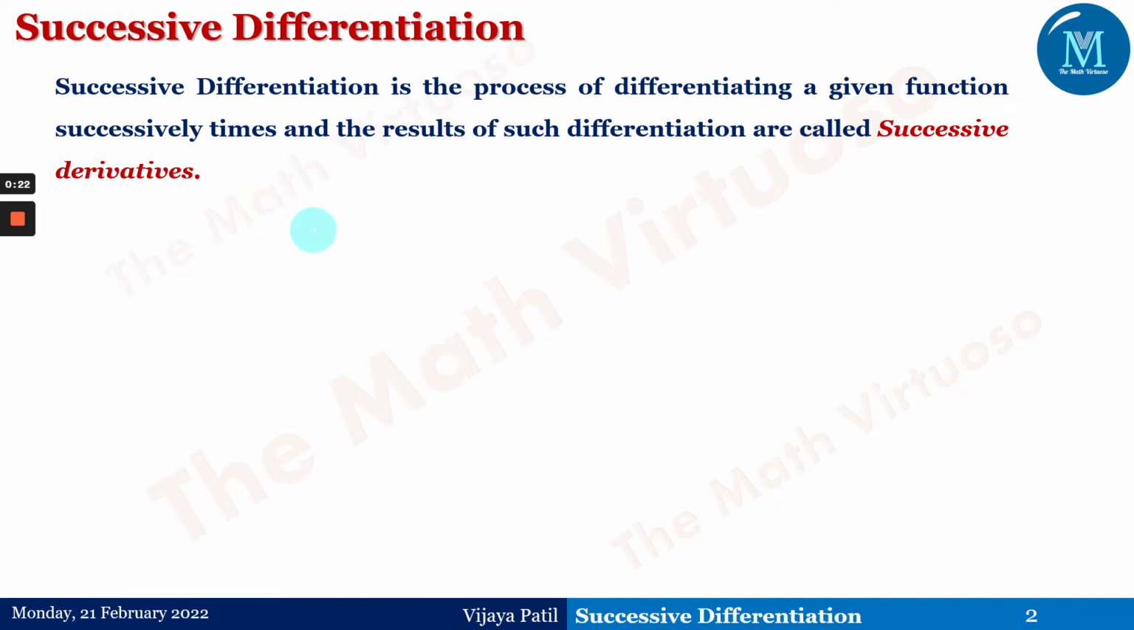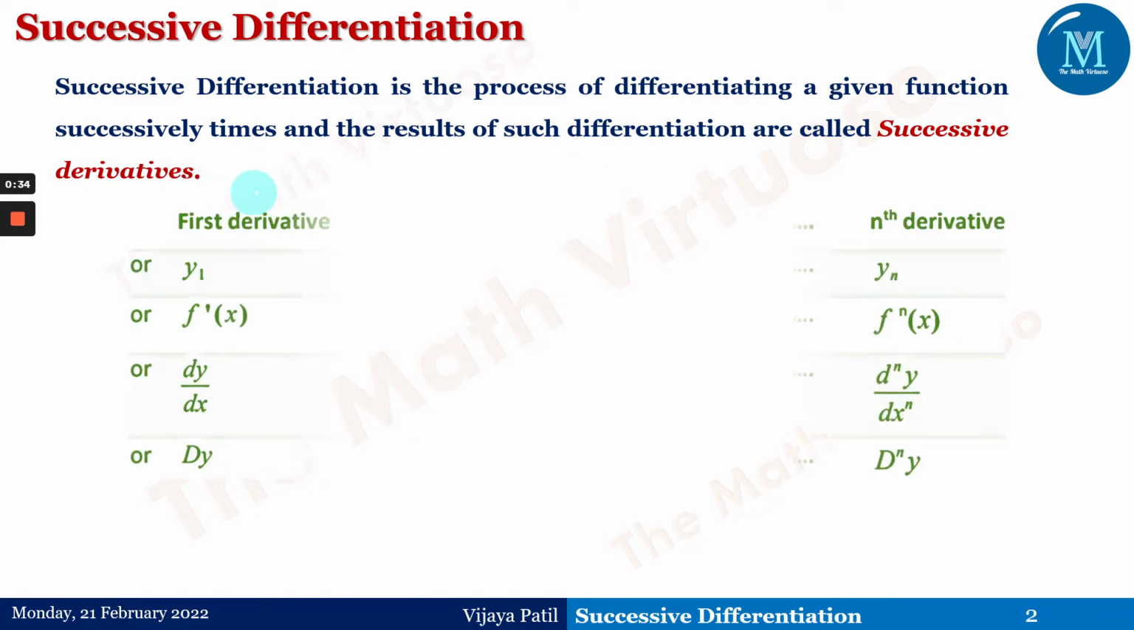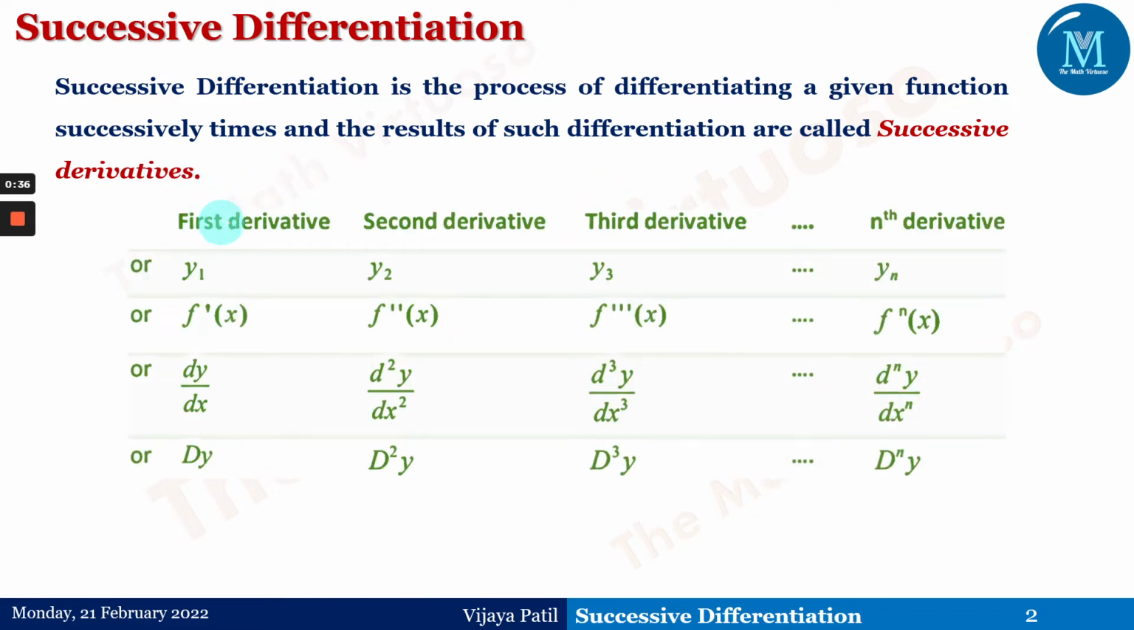So what exactly is successive differentiation? Successive differentiation is the process of differentiating a given function successively n times, and the results of such differentiation are called successive derivatives. For example, if you look at the different notations for the first derivative, second derivative, third derivative, nth derivative, different books follow different notations.